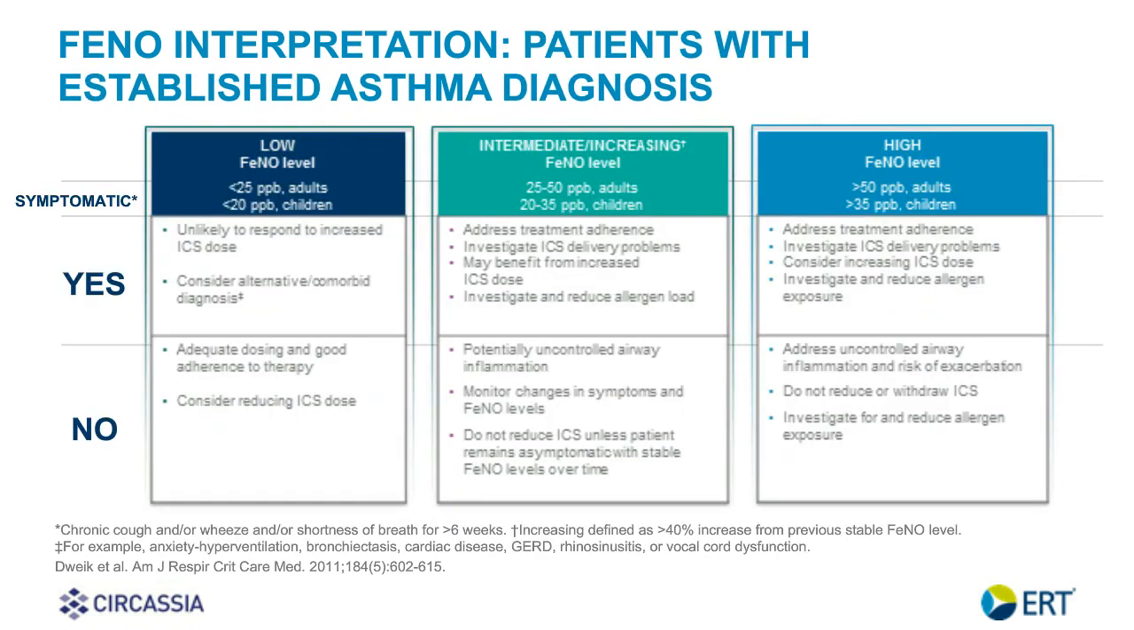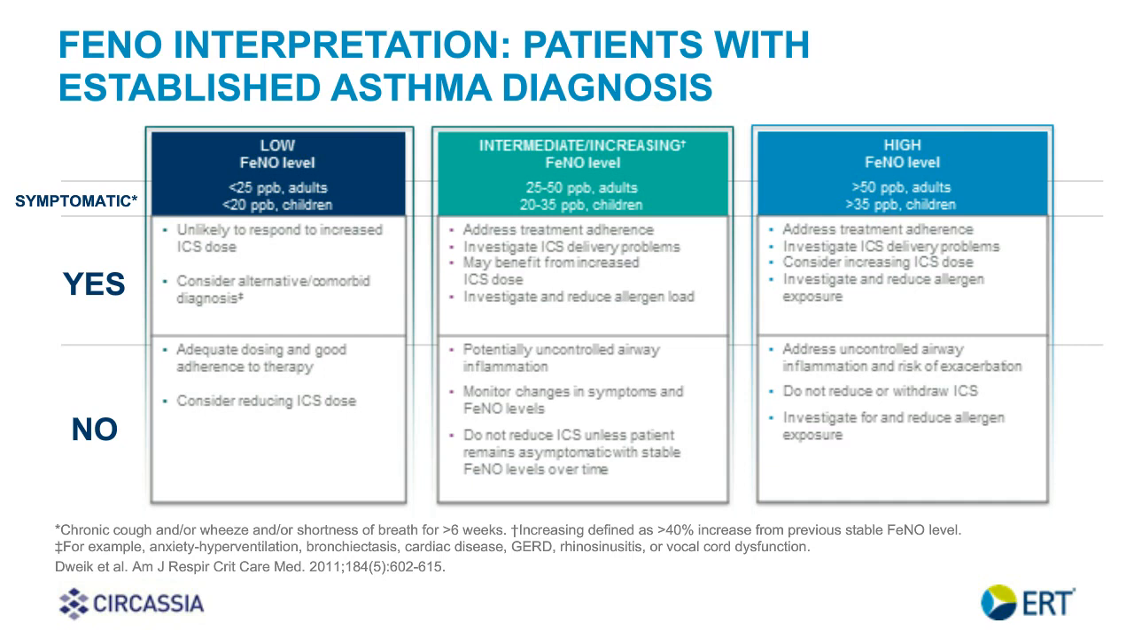In a similar vein, if you're looking at interpretation in people who already have an asthma diagnosis, who may already be treated, you can use your FeNO levels in a similar way. If you look at your low FeNOs, if they come in symptomatic and the FeNO level is low, what that means is they're less likely to respond to an increased inhaled corticosteroid dose. You might want to consider something else, a comorbid condition or an alternative diagnosis. If they're not symptomatic and their FeNO is low, it means they have good dosing, and you might consider reducing the dose of the therapy.